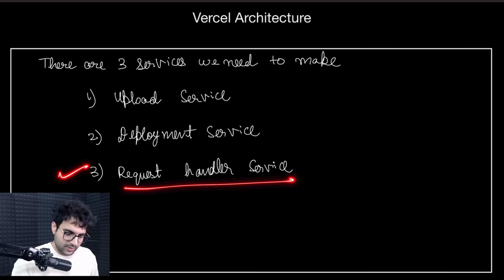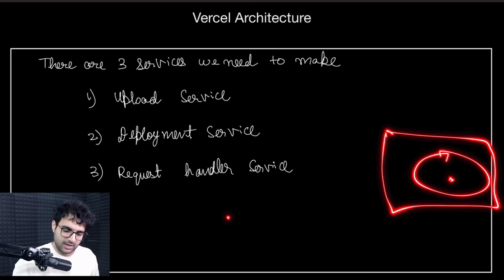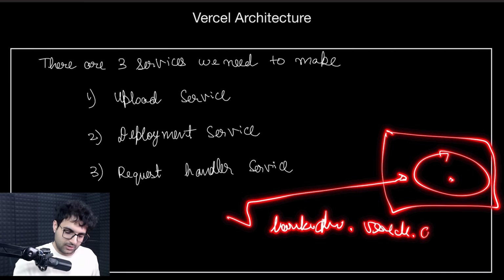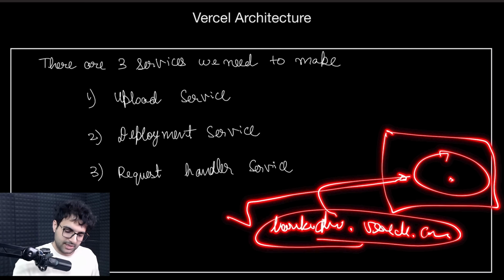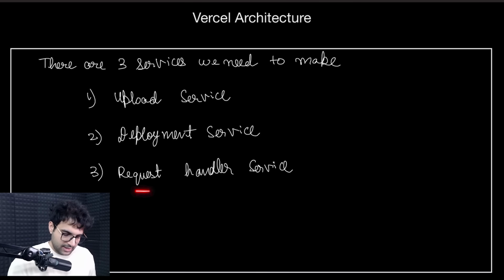Lastly, the request handler service. Once you have these HTML, CSS, JavaScript files somewhere, users from all around the world will try to access them. They'll try to go to Harkirat deploy.vercel.com, and you need to handle this request and return to the user the HTML, CSS, and JavaScript code. That is what the request handler service needs to do.